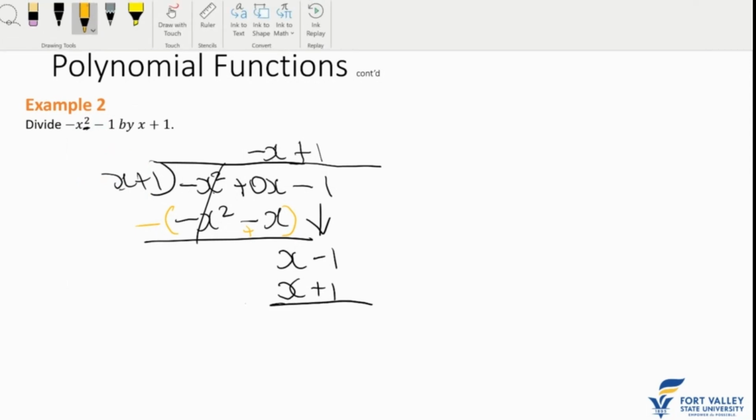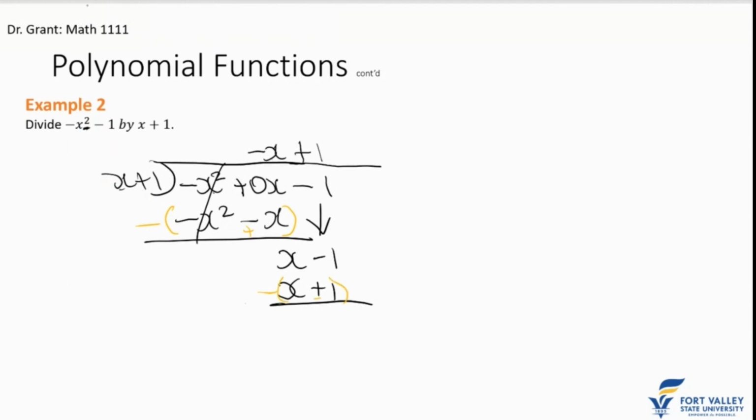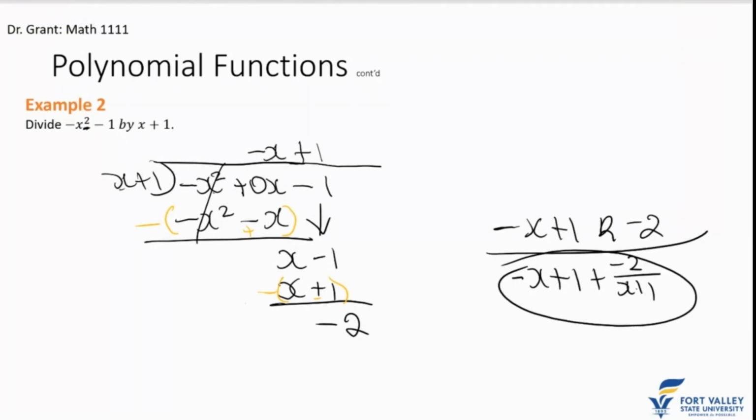We're subtracting. So this becomes negative 2. So my answer would be negative x plus 1 with remainder negative 2. Or you could just say negative x plus 1 plus negative 2 over x plus 1. Okay, these are my answers.